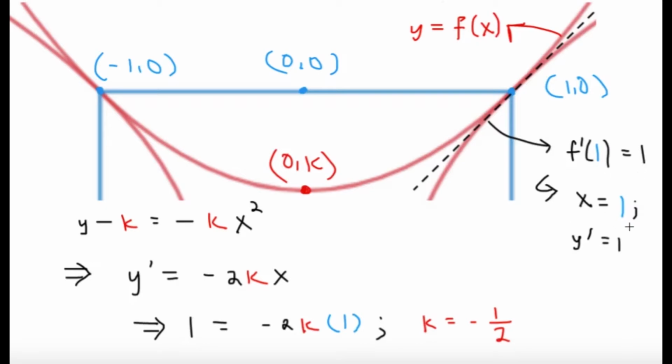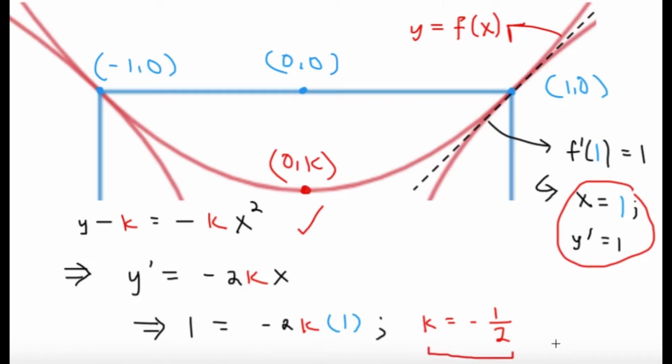So at x equals 1, y prime would be 1. We're going to differentiate both sides of this given equation, which is so far the equation of our parabola. So y prime would be equal to negative 2kx, just some simple power rules here. And we know that at x equals 1, y prime would be equal to 1. So y prime would be equal to 1, and x would be equal to 1. We have an equation in terms of k, and we can solve for k. We're going to get that k equals negative 1/2.